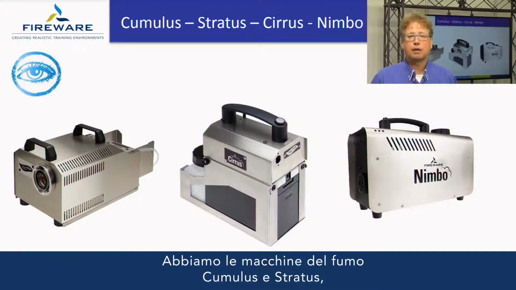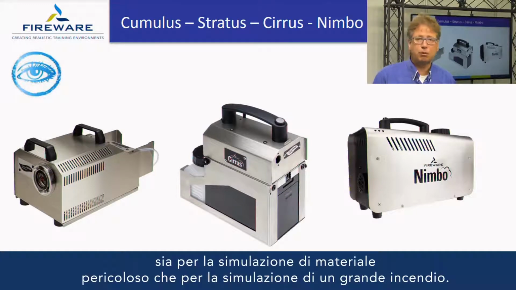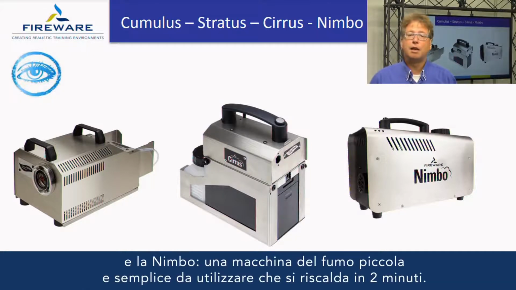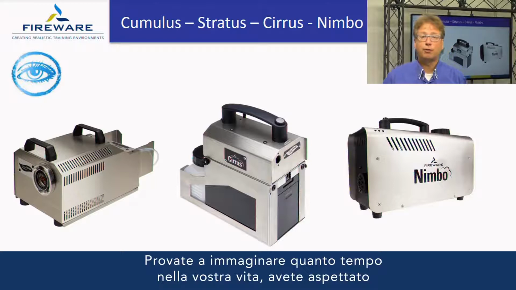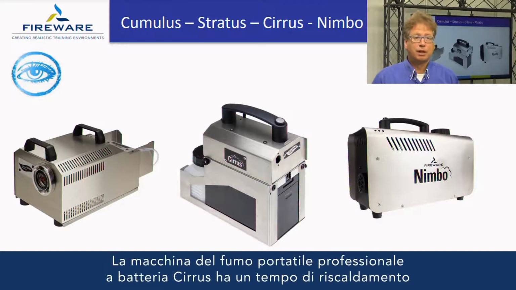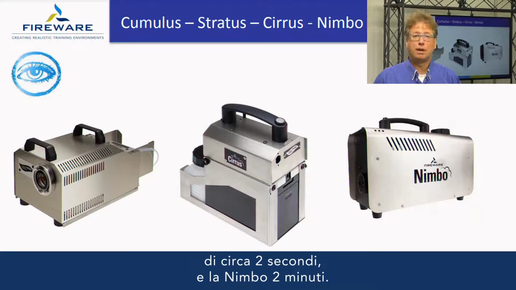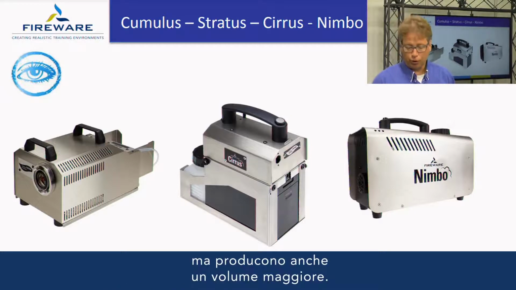So we have the Cumulus and Stratus smoke machines, which are doing bigger volumes with a lot of accessories, both for hazmat simulation or big fire simulation. We have the Cirrus battery-operated smoke machines, and the Nimbo, which is a very nice, small, easy-to-use smoke machine with a heat-up time of just 2 minutes. Try to imagine how long you have waited during your life in the heating up time from a smoke machine. The Cirrus, the battery-operated smoke machine, has a heat-up time of just 2 seconds, and the Nimbo 2 minutes. The Cumulus and Stratus have a heat-up time of 12 minutes, but also are able to give a bigger volume.